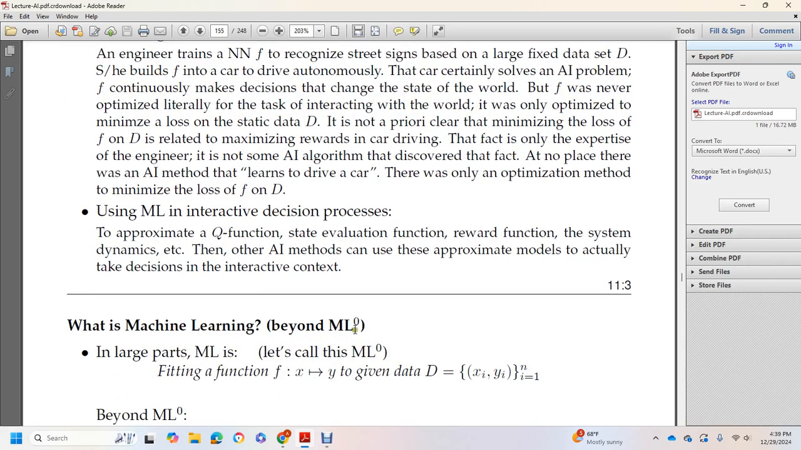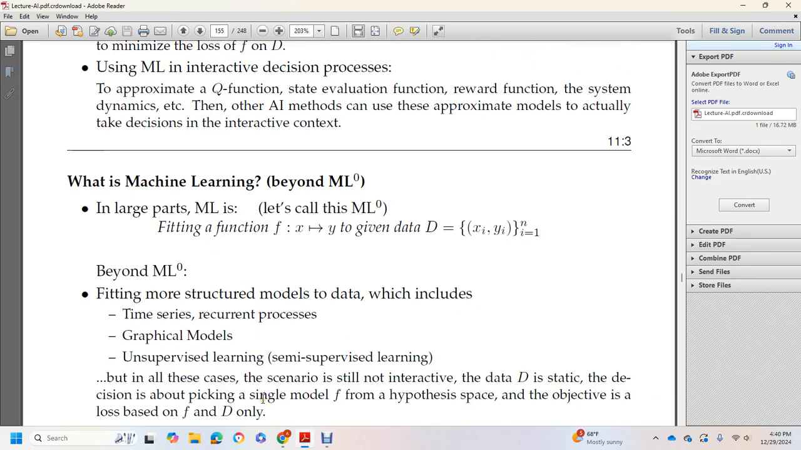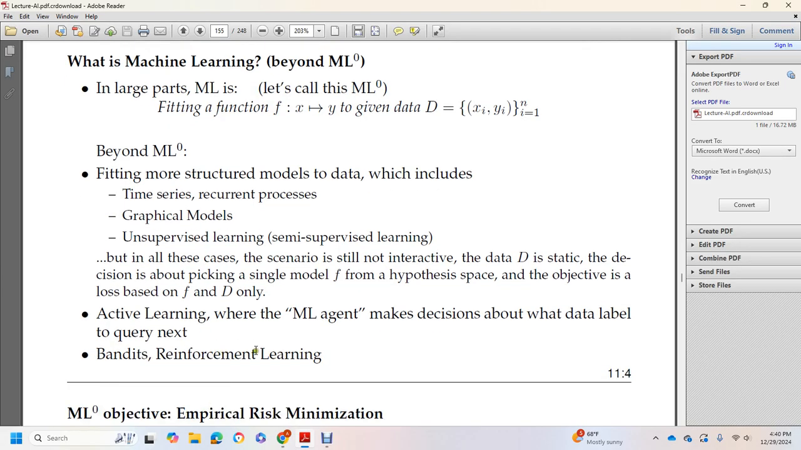Machine learning 0, the large part of machine learning, is, let's call it, machine fitting: a function of X given in the data set. Beyond machine learning 0, ML 1 and beyond use more structured models of the data, which include time series, recurrent processes, graphical models, unsupervised learning, and semi-supervised learning, but in all these scenarios it is still not interactive with the data. It is static, and the decision is about picking a single model of the function in a hypothesis space, with the objective based on the function and data only. Active learning, where the machine learning agent makes decisions about which data to label as queries, comes next, then bandits and reinforcement learning.